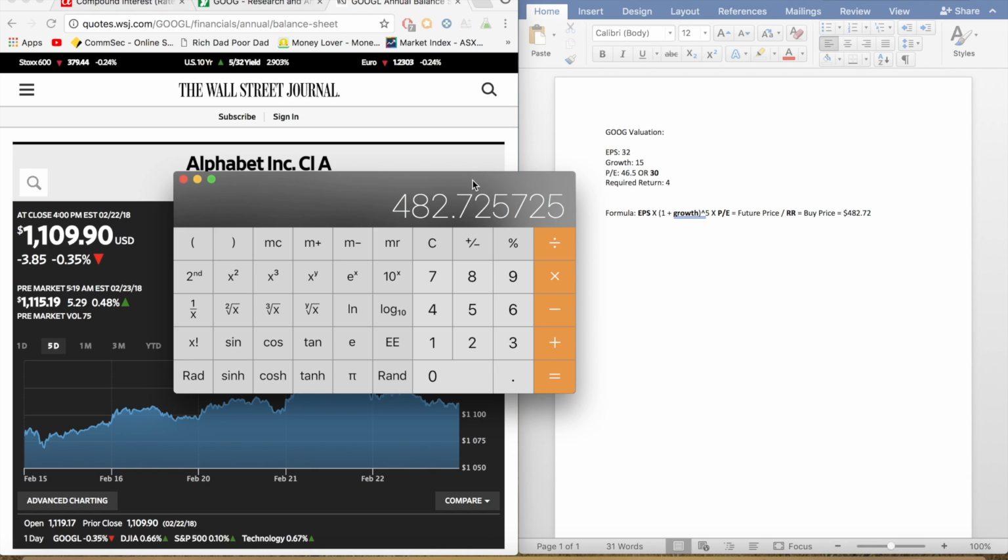And if we bought this stock at $482 a share and it performed at 15% growth per year, which is very reasonable for a company like Google especially, in 5 years we would have 4 times our money, which is an excellent return. That's about a 22% return.